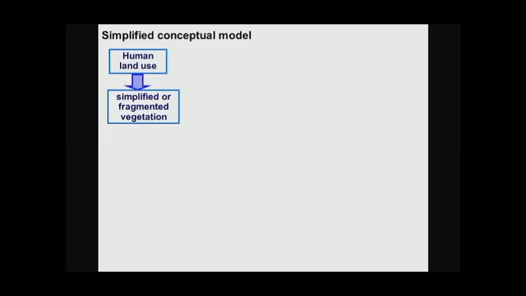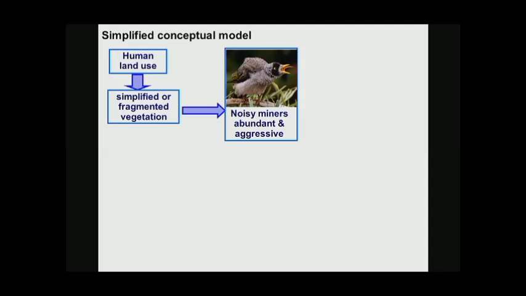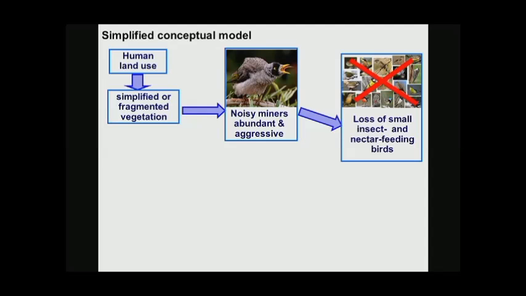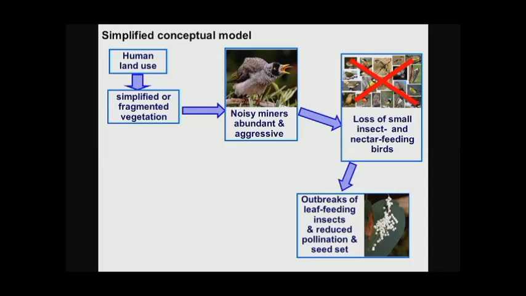Humans, we change the landscape. We simplify or fragment the vegetation. The miners come in, they're abundant and aggressive. The small birds that feed on insect and nectar are eliminated. That is likely to precipitate outbreaks of leaf-feeding insects, and it is also likely to mean that the trees themselves are not so well pollinated and perhaps their seed set could be compromised.